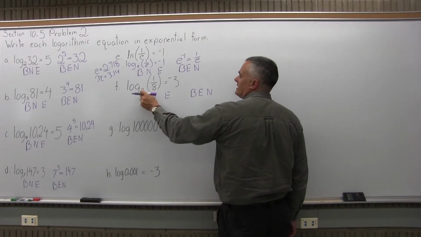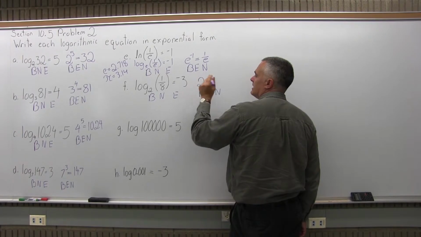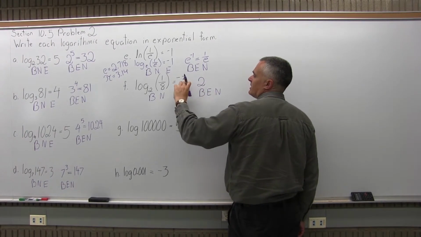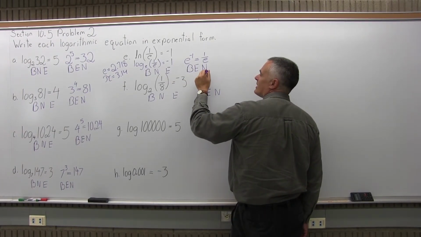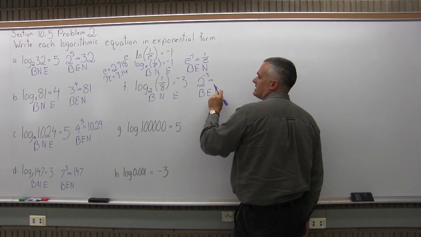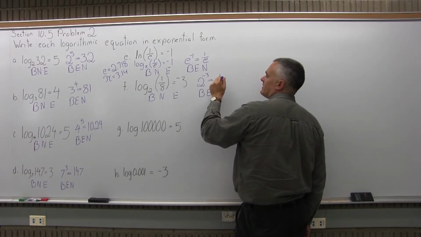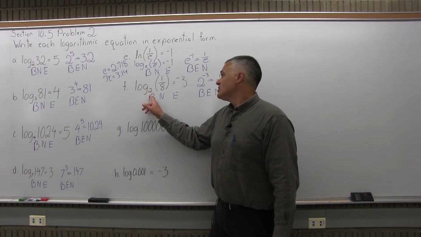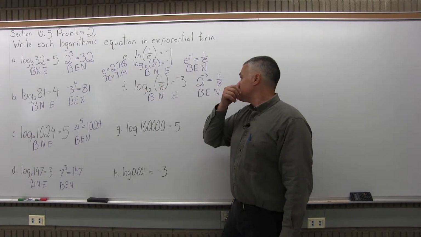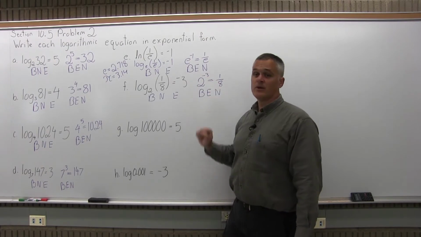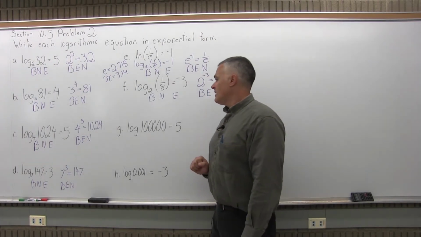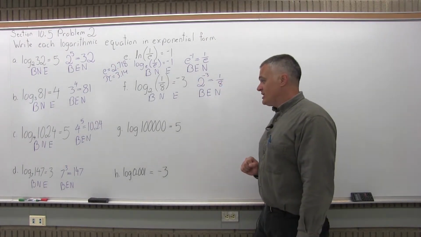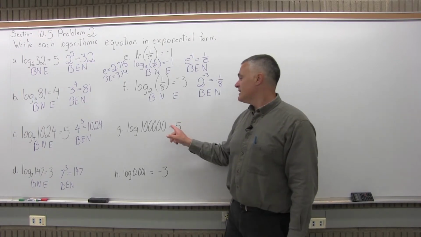So we start with the base, which is 2. Then next is the exponent. The exponent is -3. Then I put equals, and then the number, and the number is 1/8. So by saying log base 2 of 1/8 equals -3 is the same as saying 2 to the -3 power equals 1/8. And the next one, part G, log of 100,000 equals 5.